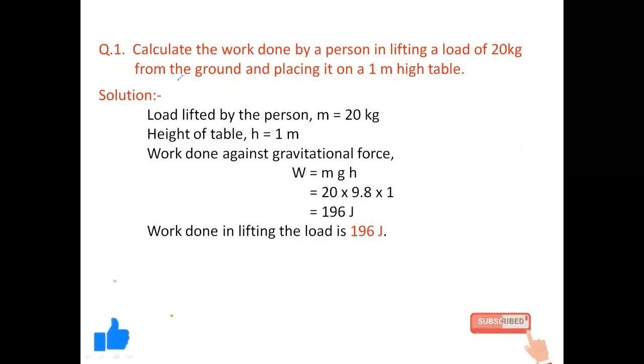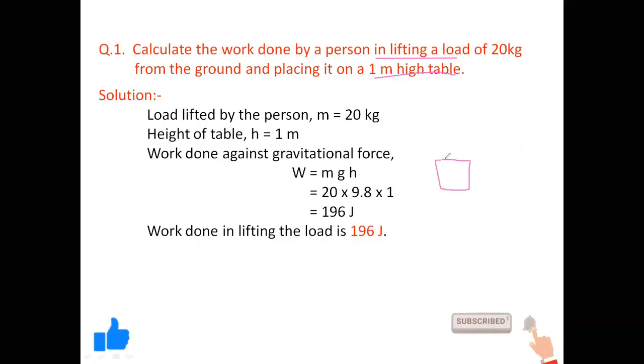Question number 1, calculate the work done by a person in lifting a load of 20 kg from the ground and placing it on a 1 meter height table. ठीक है, यहाँ पे हम लोगों ने एक लोड लिया है. Question is saying that कोई पर्सन, कोई इंसान है जिसने 20 kg के लोड को 1 मीटर हाइट टेबल के ऊपर रखना है. ओके, 1 मीटर हाइट टेबल के ऊपर इसे उठा करके ऊपर ऐसे रखना है.